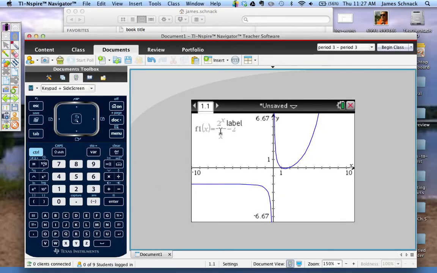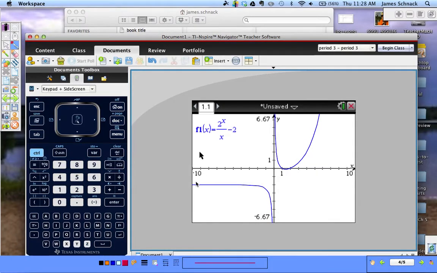And I already punched this in. There's our function, 2 to the x over x minus 2. This is what it looks like. Sort of looks like the reciprocal graph. And if you notice, it sort of looks like the exponential graph. That's sort of 2 to the x. Horizontal asymptote, we needed that, didn't we?